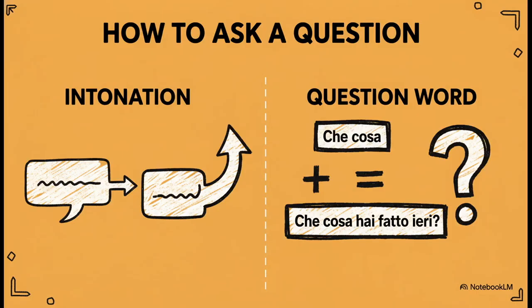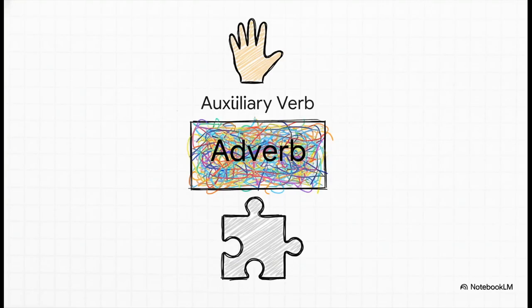So what about questions? Again, super straightforward. In spoken Italian, a lot of the time you can just take your statement like, hai mangiato, you ate, and just let your voice go up at the end to make it a question. Hai mangiato? Easy. Or, of course, you can just pop a question word, like che cosa, what, right at the beginning. And now for the final touch, adverbs. Words like always, never, already, yet. These are the words that add so much color and detail to what we're saying.